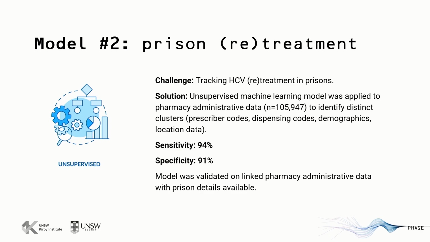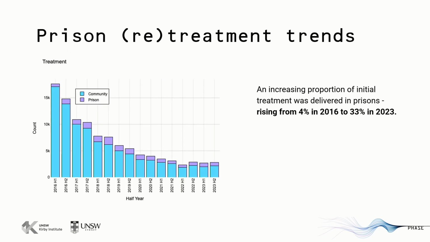And the reason I applied this model was, 1, to see if it worked, and 2, I knew that there were some patterns in there that were indicative of prison prescribing. So after I created this model, I was able to test it on some linked data that did have prisons available and could see it was working very well, so 94% sensitivity, specificity of 91%.